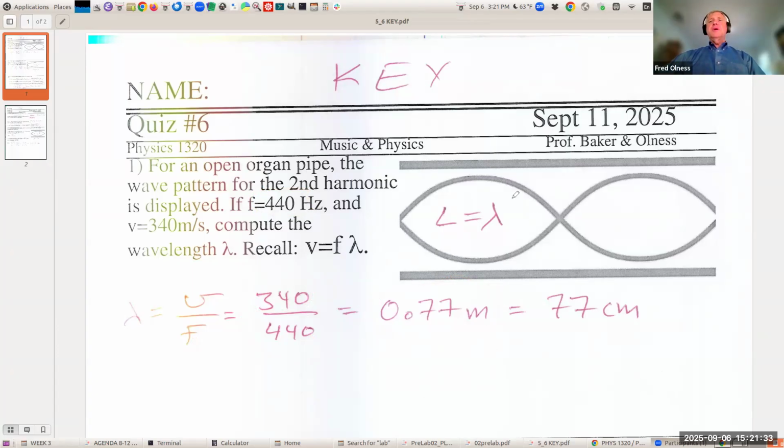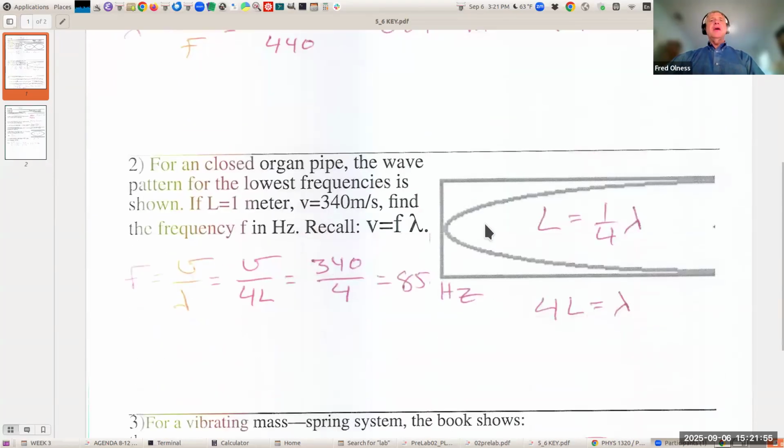Okay, so again, this identification, just figuring out how many wavelengths fit into the pipe, that's going to be the key step. And then we use this formula to figure out whatever we need from there. So you're going to see that over and over again. And again, I'm not very creative. I like to reuse problems on the test, so you'll see similar things on the test.